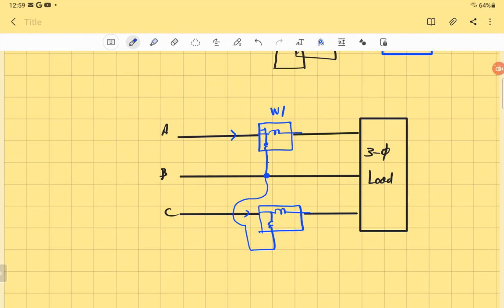They are not measuring phase. No, they are measuring line to line, line to line. That's how, I mean, it will help to find the total power. That's what meter 2.